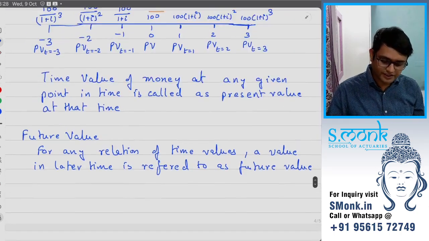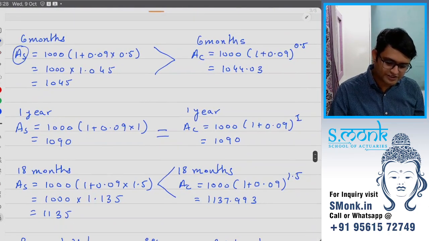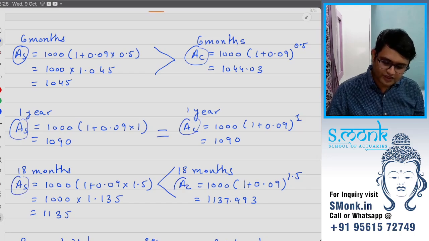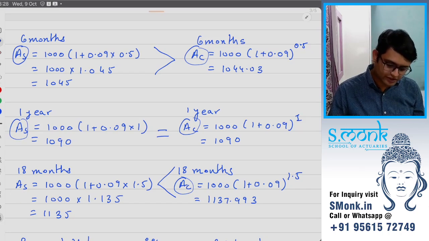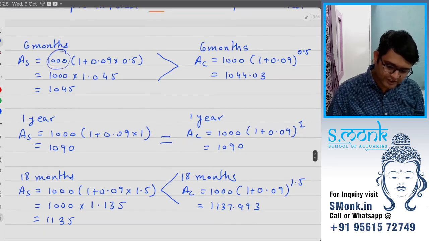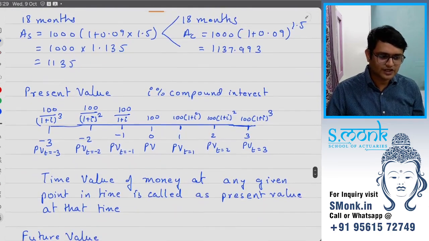So in this question, all of these AS and AC that we have calculated, we will write as future value. Okay, we'll write them as future values later on. Right now we have just written them as AS and AC. And this 1000, that is our principal, we will write as present value, because that is the present value at time 0. Okay, so we'll refer to it as present value.